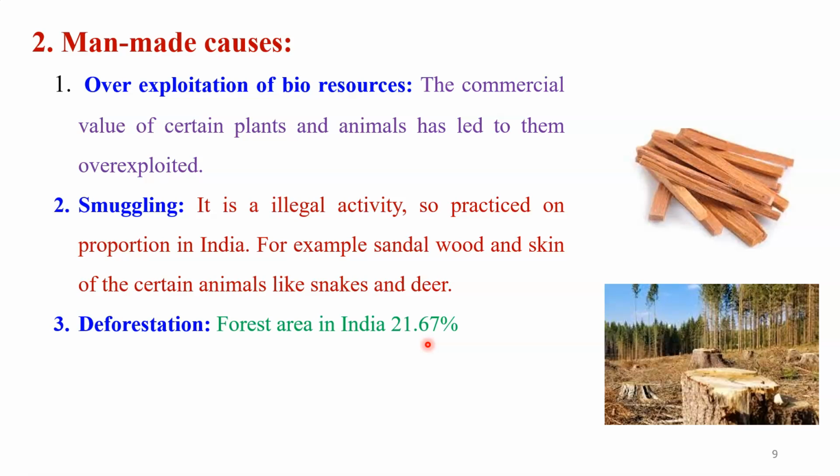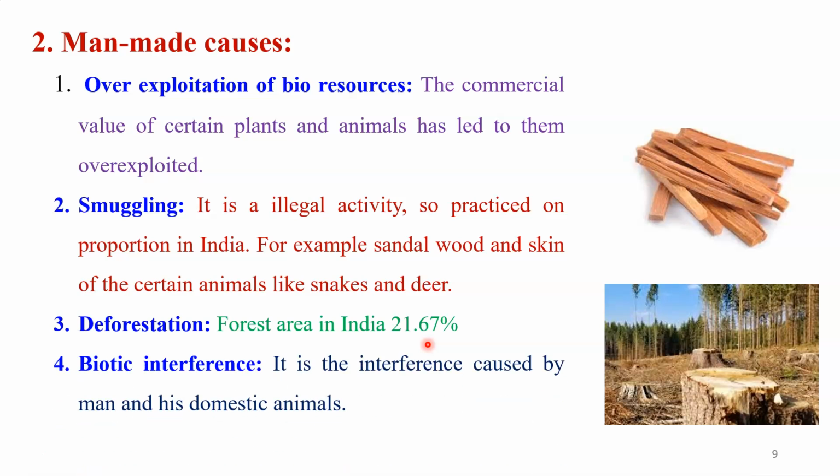We carry out deforestation for various purposes, such as the expansion of city areas, urbanization, industrialization, and settlement. We clear the area that was under forest and use that area for those purposes. Therefore this is a very important reason responsible for the loss of biodiversity in India.